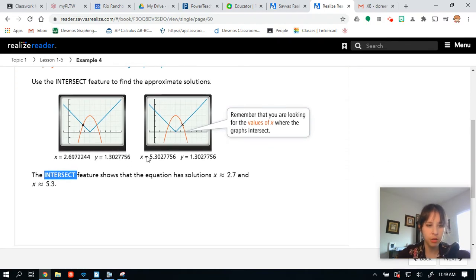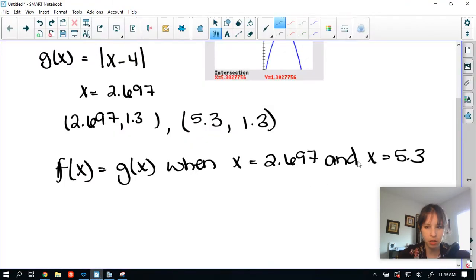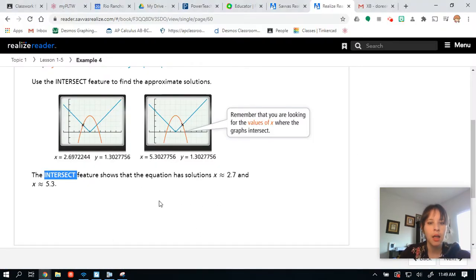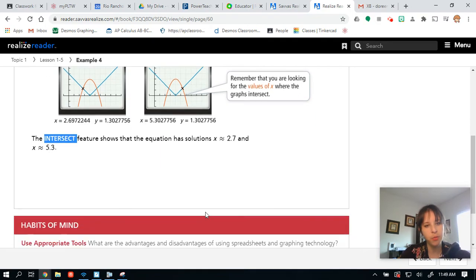Oh, and that is correct. They are correct here. It is an approximation because it's not exact. So I can't use the equal signs. I need to use the squiggly equal sign because we are approximating. We are rounding. And so approximately at 2.7 and 5.3, we have the intersect.